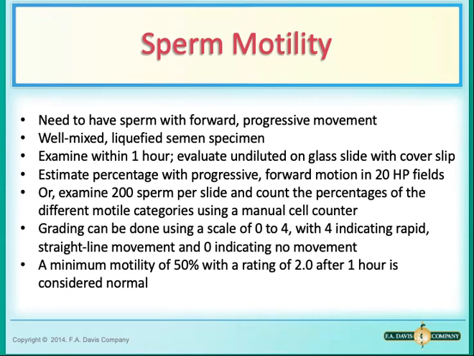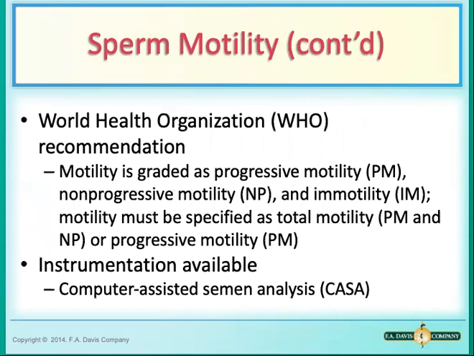The WHO uses a different scale, a rating of A, B, C, and D. And it does state that interpretation has to be done within an hour. 50% or more of the cells should be motile in categories A, B, and C, or 25% or more should show progressive motility.